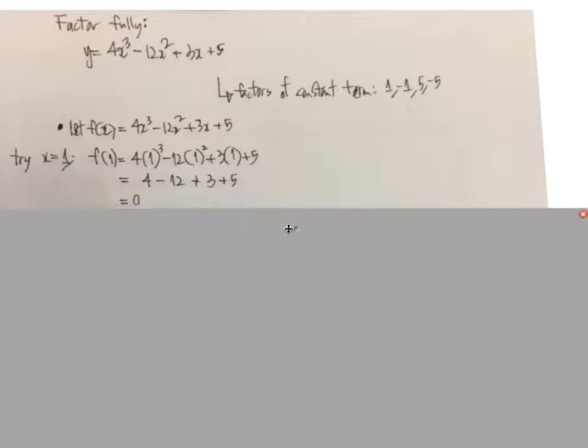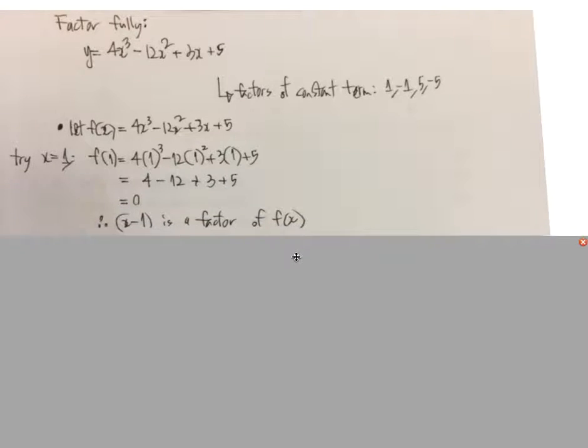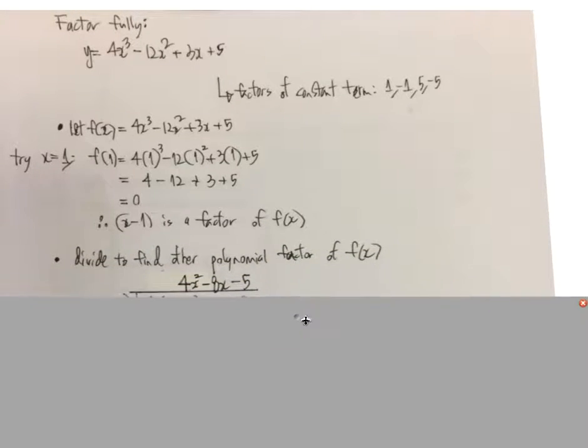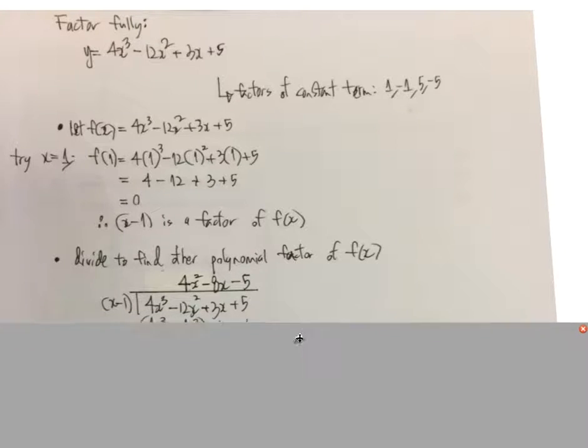If the value of the function gives us 0, then we know we have a root at x equals 1. In other words, an x-intercept. So therefore, x minus 1 is the factor. And then we're left to find the other polynomial factor, and we're going to have to do that by dividing x minus 1 into the original function using polynomial long division.